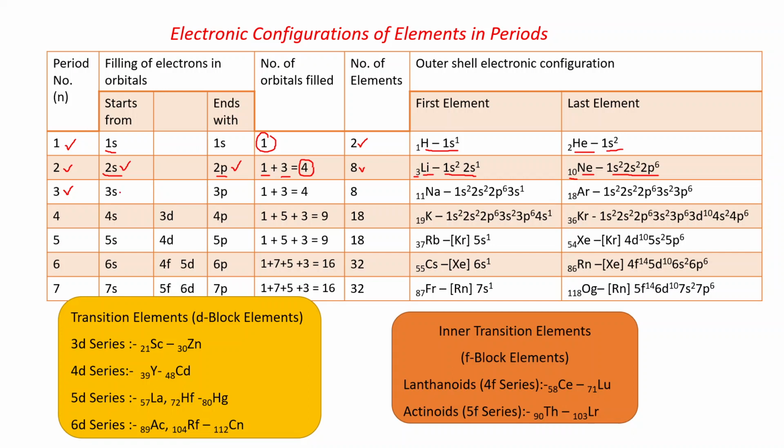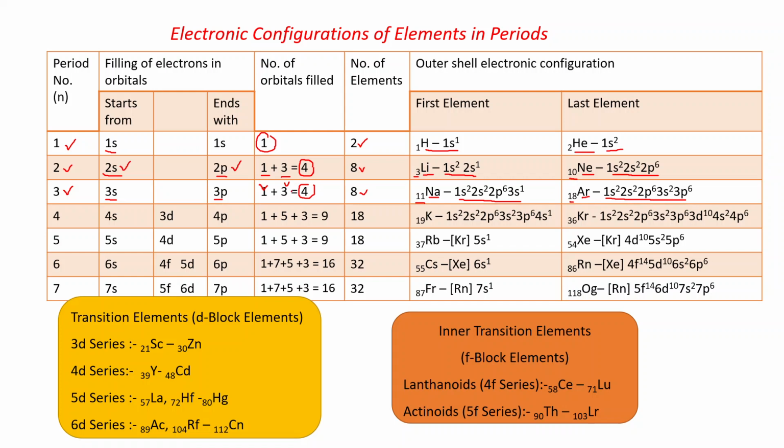Third period, this starts with the filling of electrons in orbital 3s and ends at 3p, and in 3s there is 1 orbital, in 3p there are 3 orbitals. That's why the total number of orbitals is 4, hence the number of elements is 8 in the third period. And these elements start from sodium, atomic number 11, electronic configuration 1s2, 2s2, 2p6, 3s1, and this will end at argon, atomic number 18, 1s2, 2s2, 2p6, 3s2, 3p6.